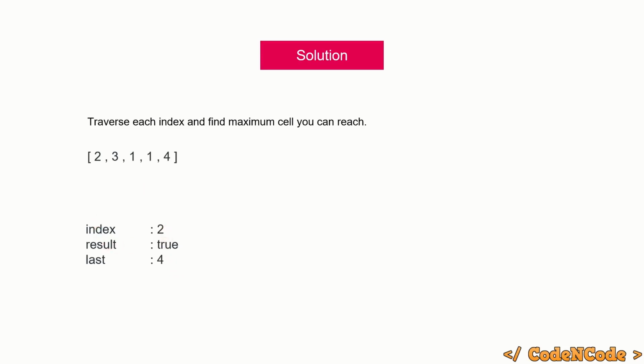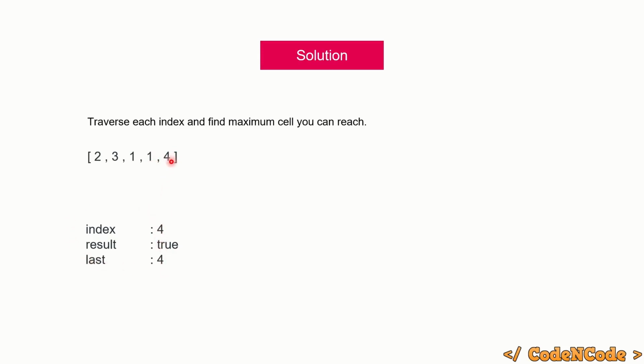So now index increases, i becomes 3. Of course i is less than or equal to last, so you are well within your reach, right? That means you are not outside the bounds, so this is good. So now let's try to update the last. 3 plus 1 is 4, so of course last is already 4, so nothing will change here.